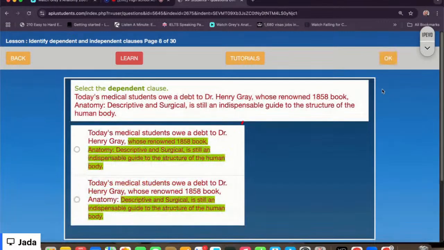All right, so we have: today's medical students are indebted to Dr. Henry Gray, whose renowned 1858 book, Anatomy, Descriptive and Surgical, is still an indispensable guide to the structure of the human body. Dependent clause.